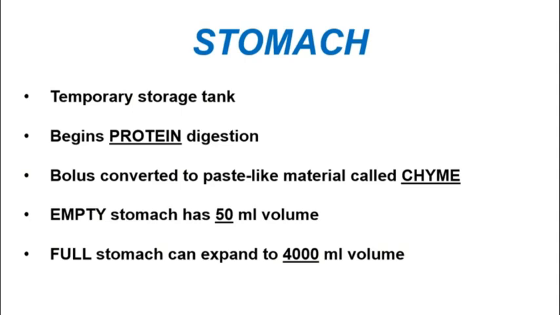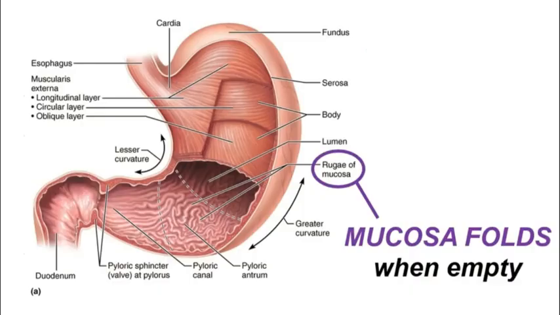And we also see that the stomach has the ability to expand significantly. An empty stomach has a volume of only 50 milliliters, while a full stomach can expand to 4,000 milliliters in total volume. The stomach has an impressive ability to expand and collapse due to the folds in its mucosa. These folds are referred to as rugae.